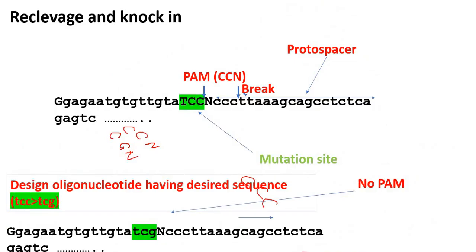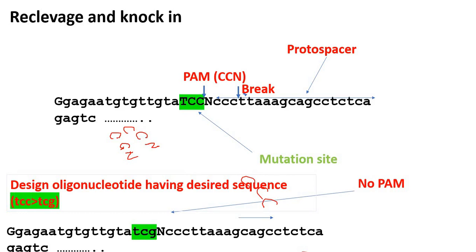So one more thing I want to tell you, let's say TCC is the sequence which is having the mutation and we want to do the knock-in, we want to correct that gene. And how we can do it: we want to convert the TCC into TCG. Okay, but you can see here, this is the CCN, which is the protospacer adjacent motif, the PAM, and this is the TCC where we want to correct the gene.